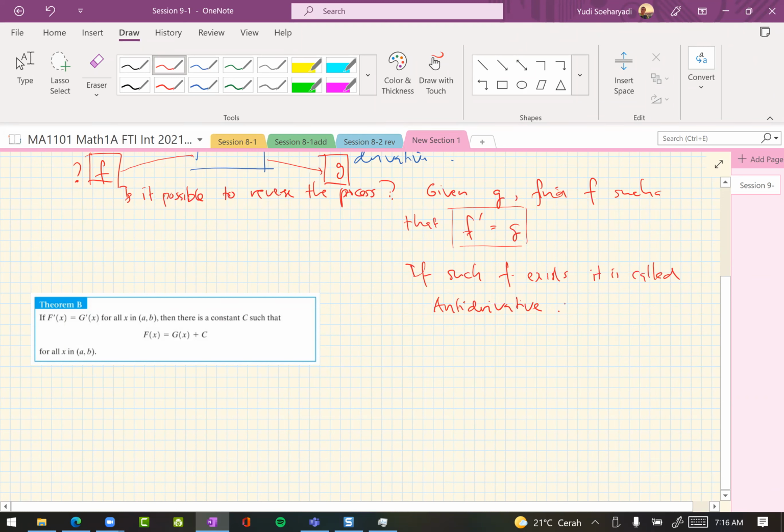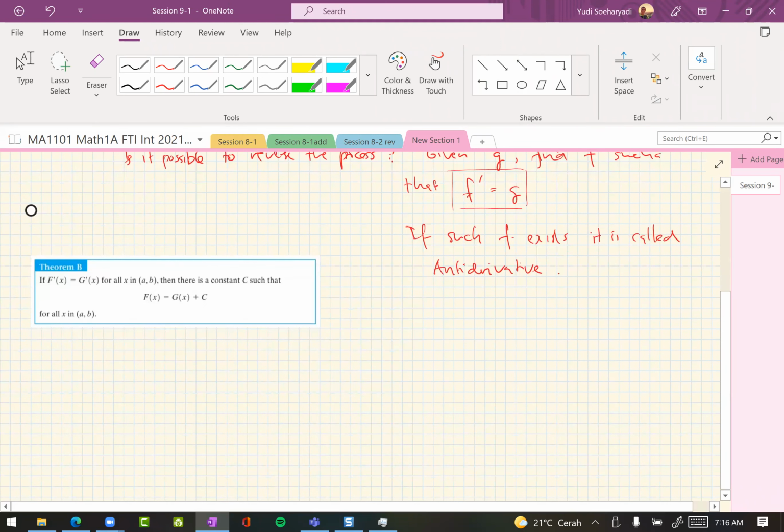Okay. So the reason for the name antiderivative is apparent, because that's reversing the process of derivative. So that's the thing that we would like to find. So antiderivative.